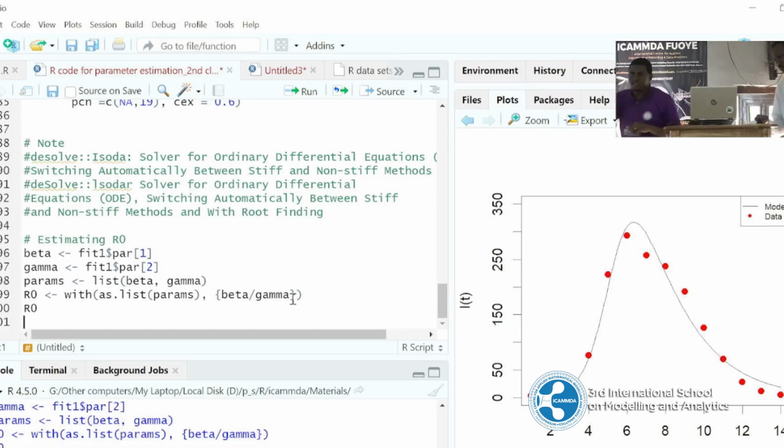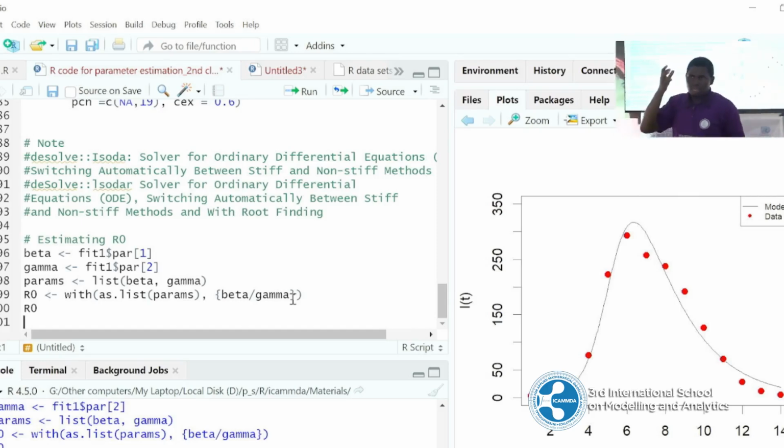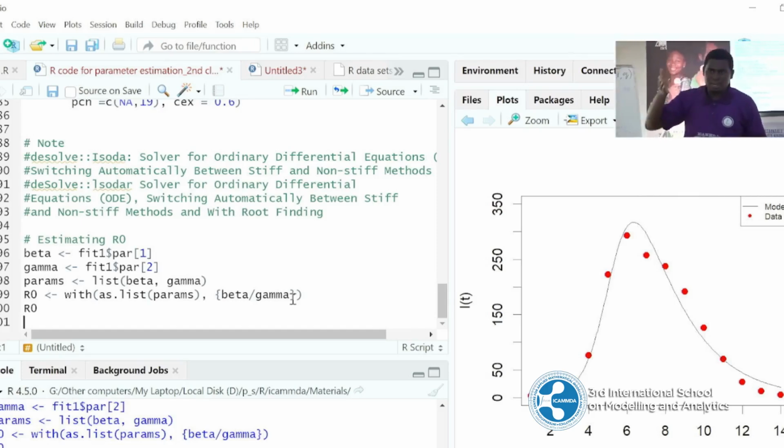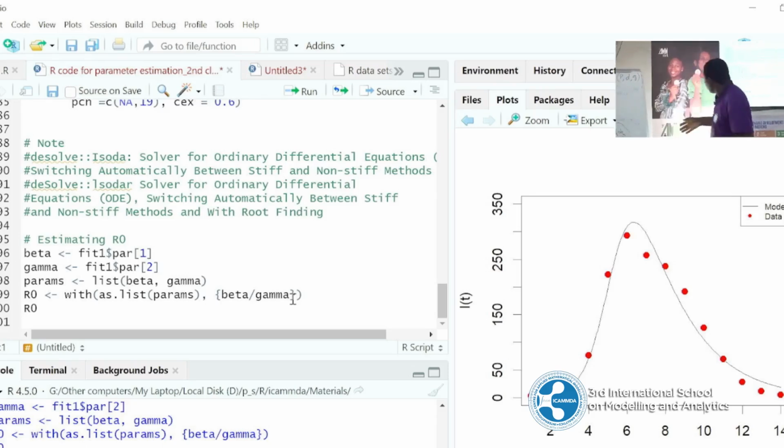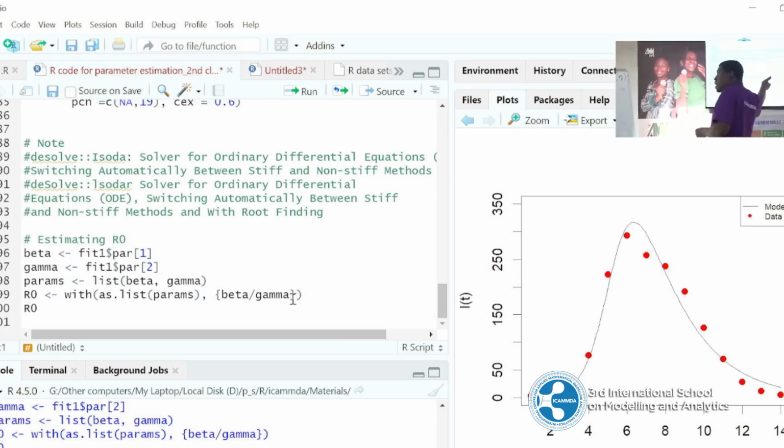So with this kind of R naught, what do you think? Is it greater than 1 or less than 1? What do we expect of the disease? It should die out, right? Is that not what is happening? That's what is happening.